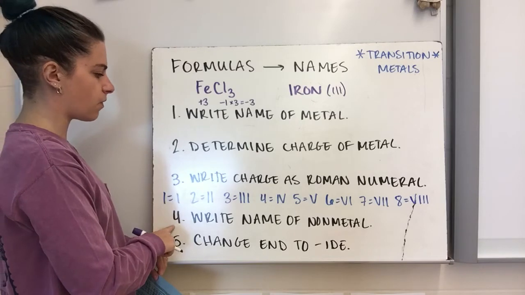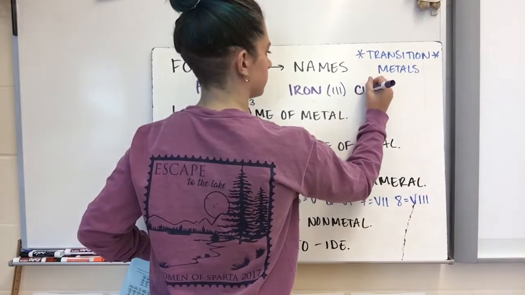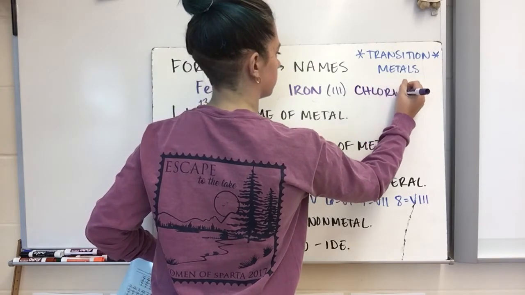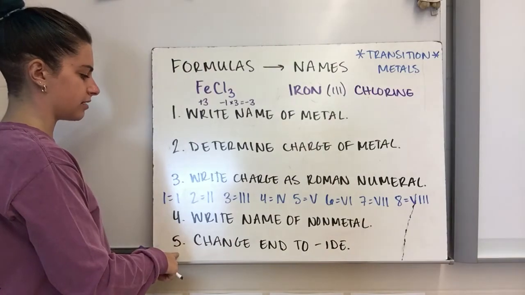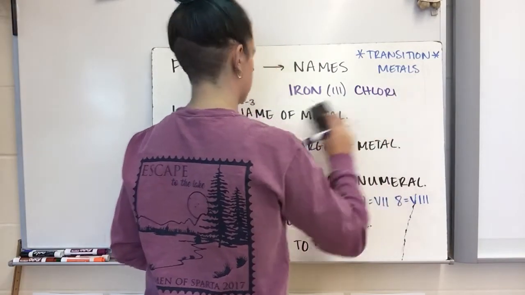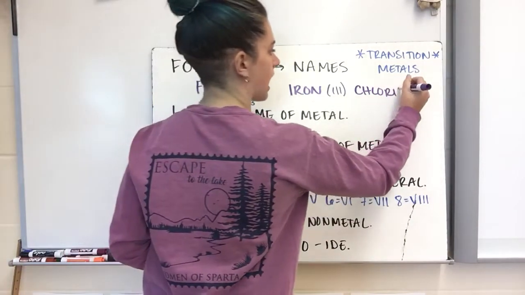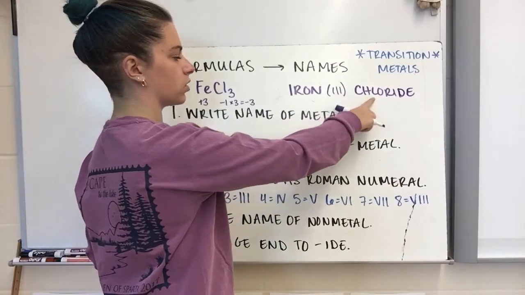Okay? And then number 4, write the name of the nonmetal. Cl is chlorine. And then my last step is the same as the last time, change the end to IDE. So I'm going to change chlorine to chloride. And so I have iron 3 chloride.